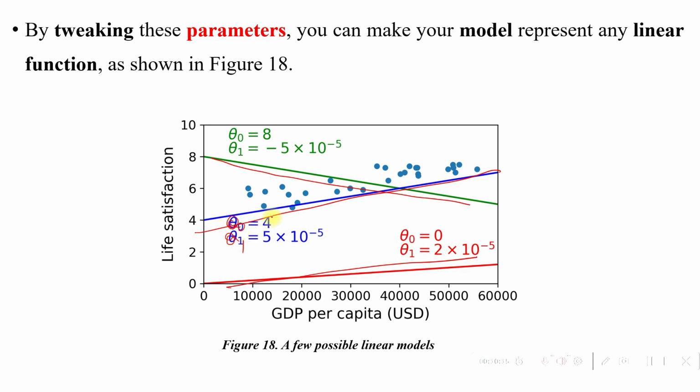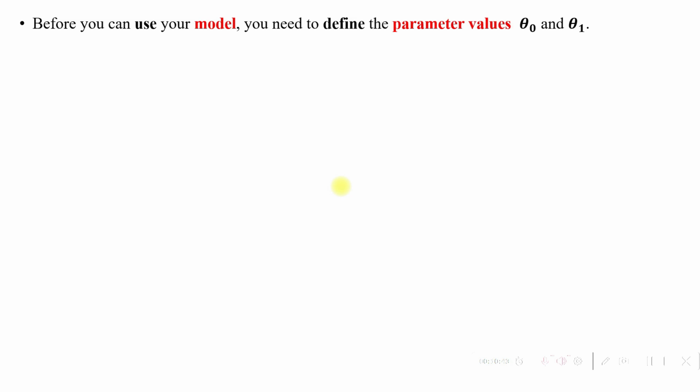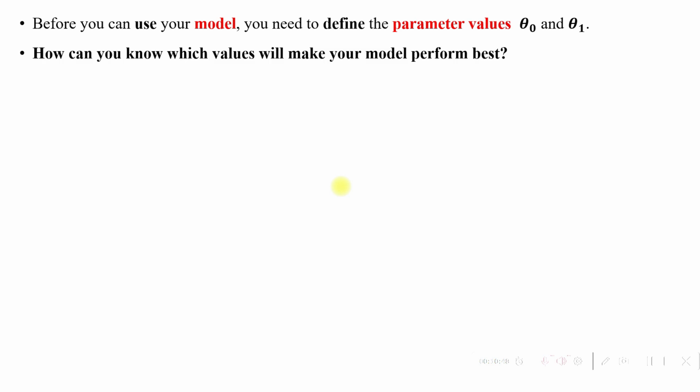Suppose theta naught equal to 4 and theta 1 equal to 5 into 10 power minus 5. This is one line. And theta naught equal to 0 and theta 1 equal to 2 into 10 power minus 5 gives another linear line. Like that we can draw any number of lines with different theta naught and theta 1 values. But these linear models are not fit for our data. So defining the parameters theta naught and theta 1 is very important.